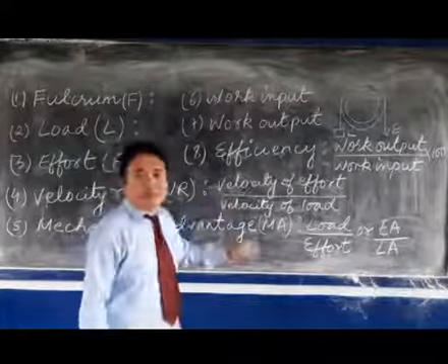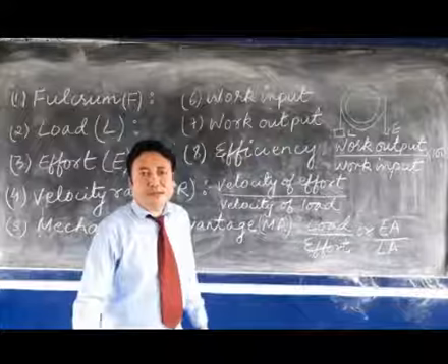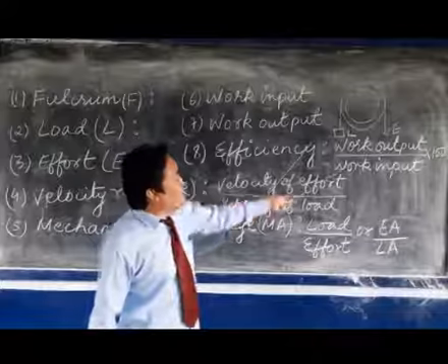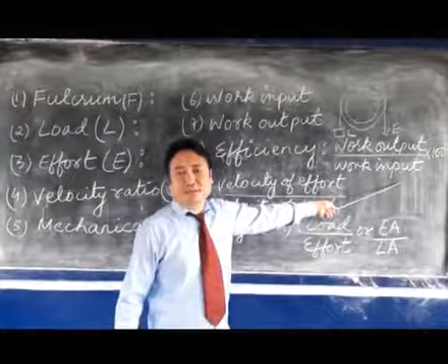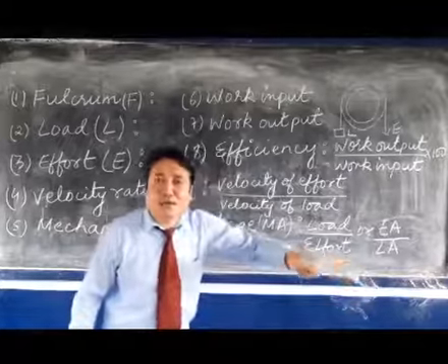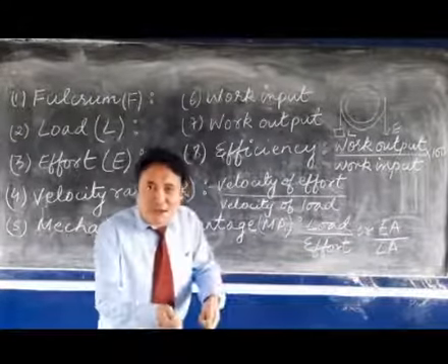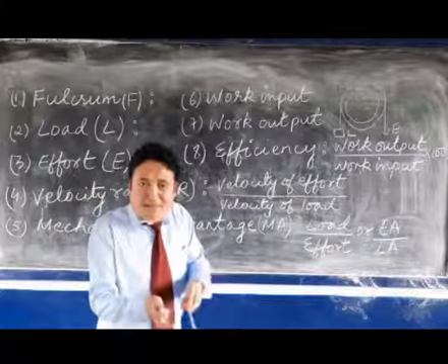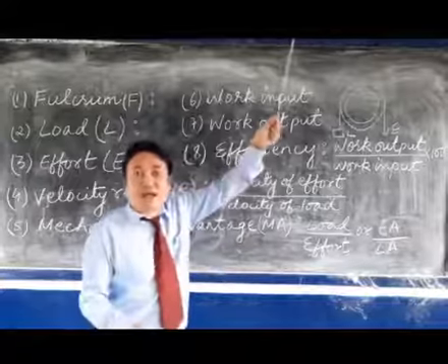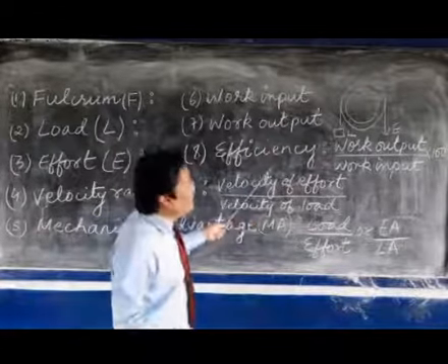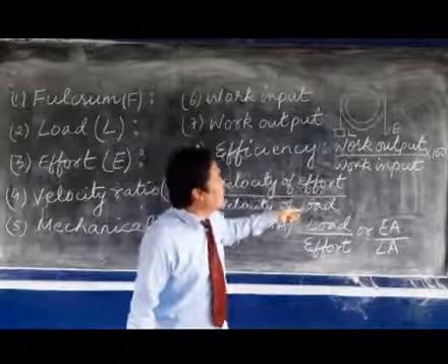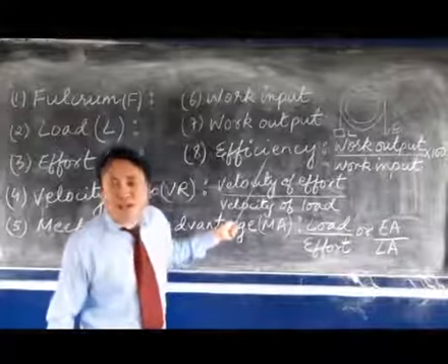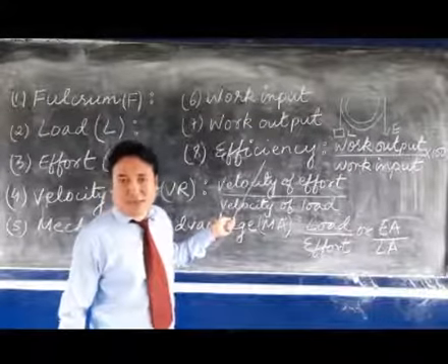Next one is efficiency. Efficiency is also a ratio: the ratio of the work output divided by the work input. Work output is always greater than the work input. You apply very little force and less energy to the machine, but the machine does a large amount of work. Therefore, efficiency can be written as work output divided by work input into 100. So efficiency is always calculated in percentage.